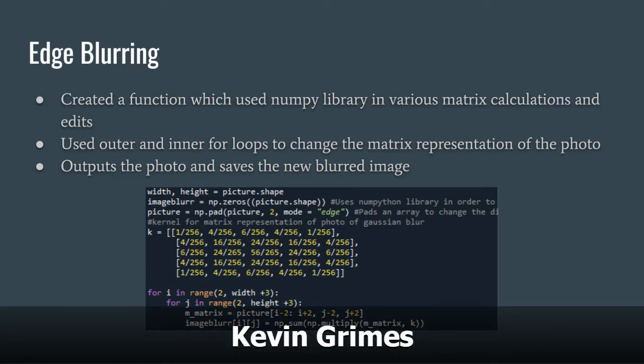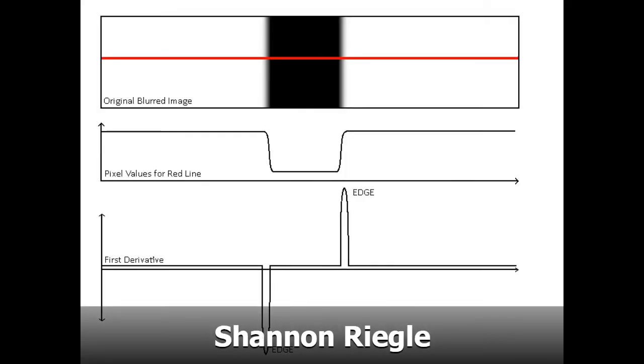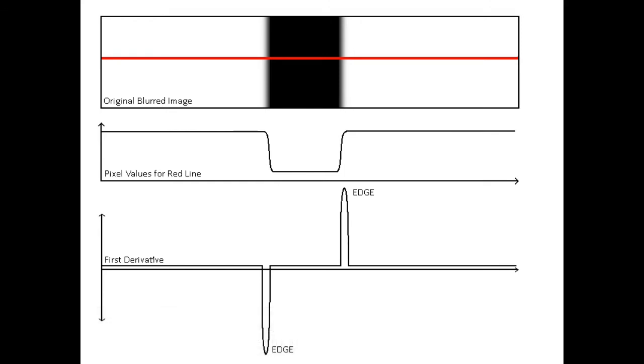For edge blurring, we first created a function which used the NumPy library and various matrix calculations and edits. We used outer and inner loops to change the matrix representation of the photo. We then output the photo and save the new blurred image. Edges can be defined as an abrupt change in the value of a pixel. Therefore, if we take the derivative of the pixel values across an image and locate any maxima, we should be able to see the edges quite clearly.